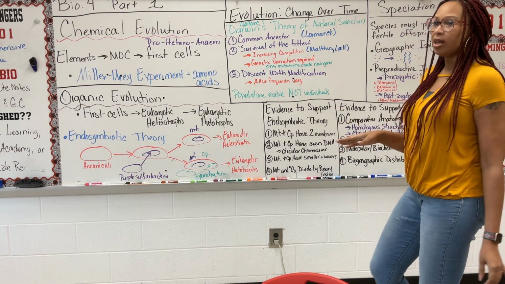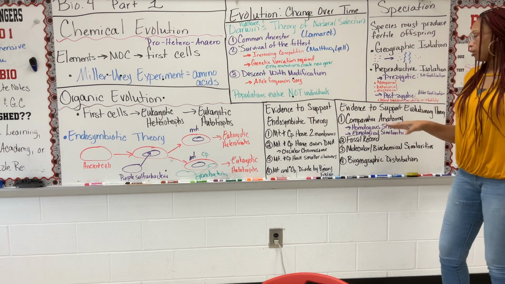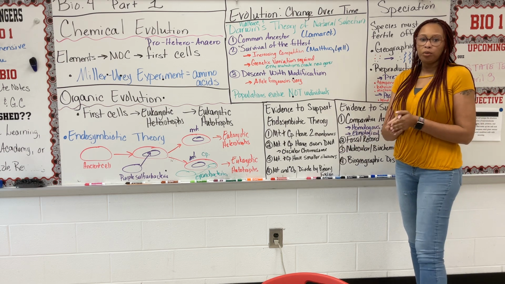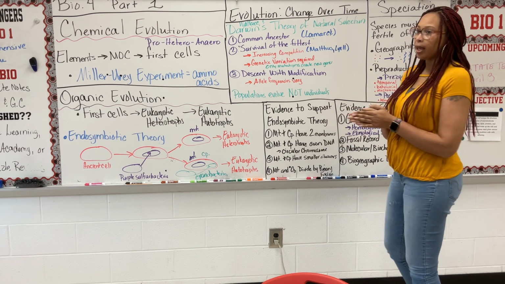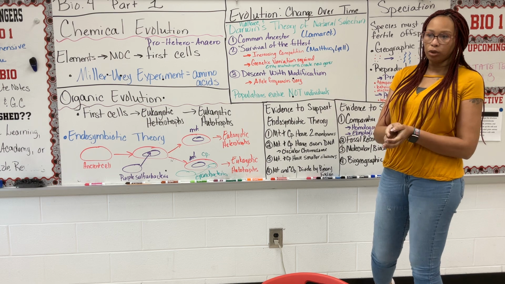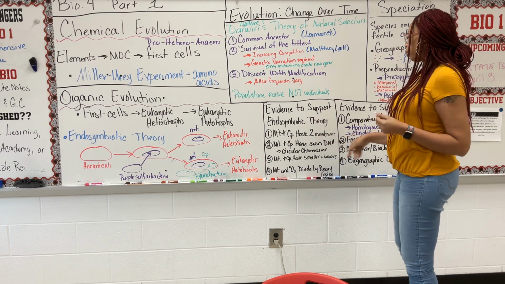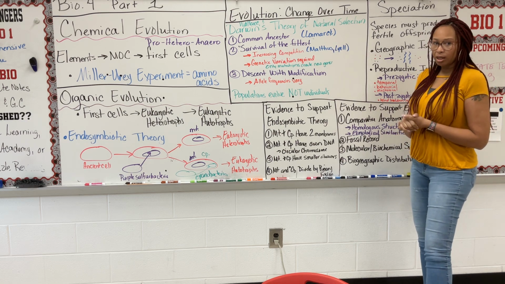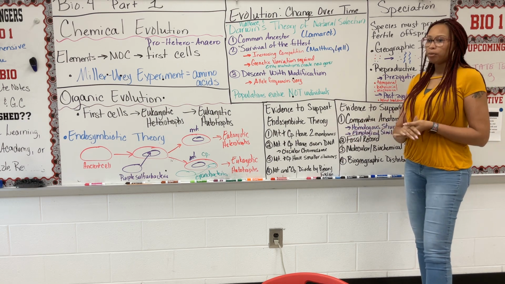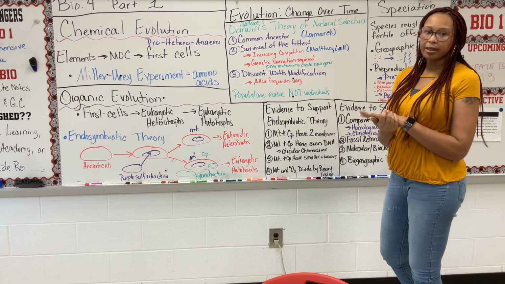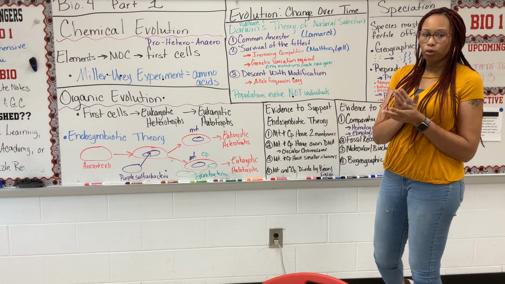Now, there is evidence to support the endosymbiotic theory, and there are 4 pieces of evidence that support that. Number 1, both mitochondria and chloroplasts are double membrane enclosed organelles. There's a cell within a cell, 2 membranes. The other thing that's unique about mitochondria and chloroplasts, we talk about 2 and 3 at the same time, is mitochondria and chloroplasts have their own DNA and their own ribosomes.